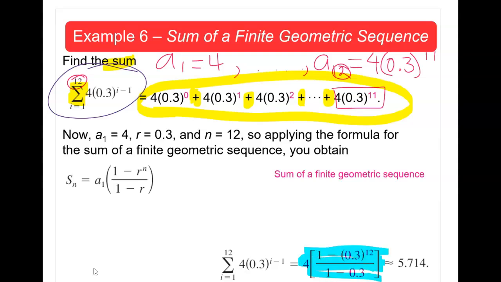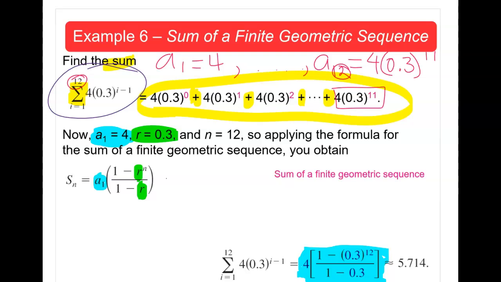This will be what you will be required to have on your exam, which will be on paper for exam 3, and then you will scan it and upload it on Blackboard. So going back to this problem, we have here that a sub 1 happens to be 4, and the common ratio is 0.3. We already discussed that.